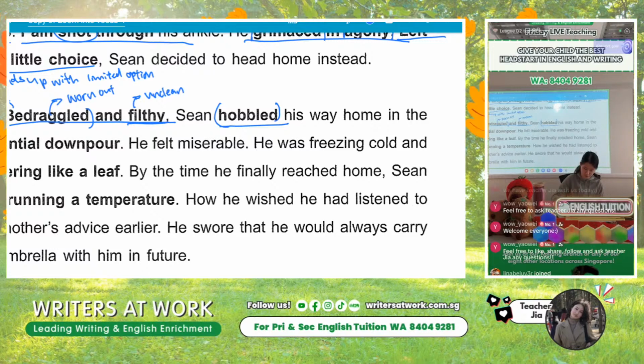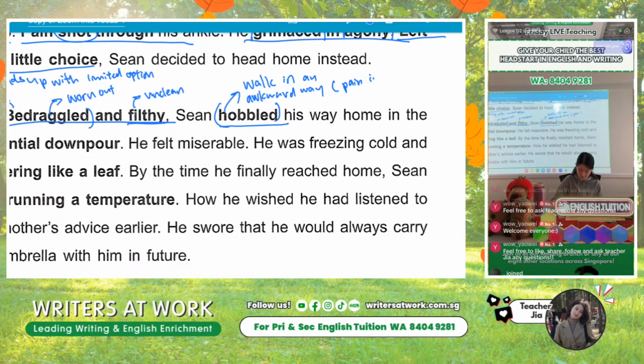When you're saying hobble, you're talking about someone that is walking in an awkward way, okay? So it can be due to pain or injury. Both are quite conventional with using this word. So both are good options.